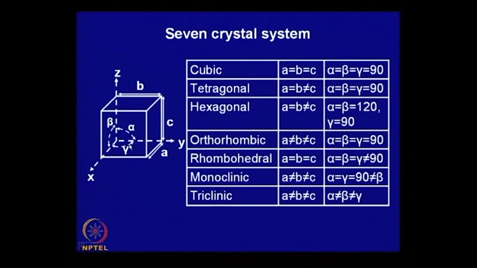Now, depending on the magnitudes or the relationship between these linear dimensions a, b, c and these angles alpha, beta, gamma, you can have different shapes for this unit cell, which are listed here, and based on this we can classify all crystals into 7 classes.